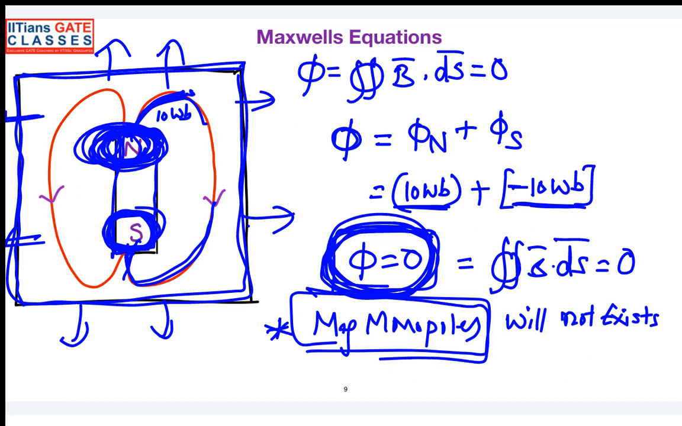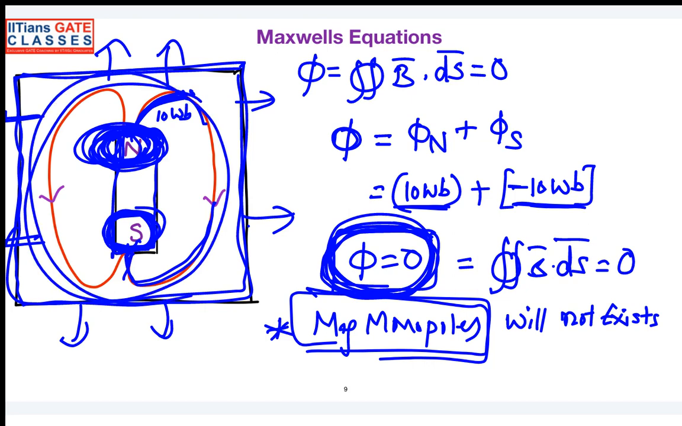So the first Maxwell equation, you understood? Remember, it's not only the magnet. You take any current carrying element which will generate a magnetic field and try to enclose the source with a closed surface. The net magnetic flux leaving the closed surface will always be zero.